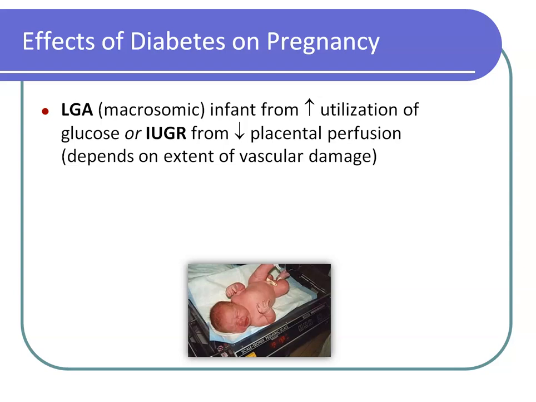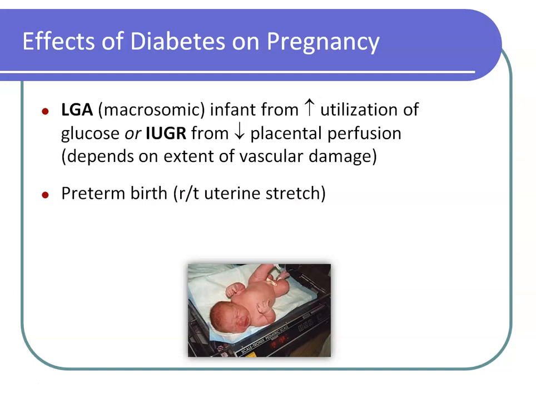Or he could be IUGR, which is intrauterine growth restriction, or a smaller baby than what we're expecting for the age. And that's because of poor placental perfusion. So it really depends on the extent of the vascular damage in the placenta. He could either come out extra large, or if there's more vascular damage so that he's not getting the circulation, he can come out IUGR. And I've got a picture here in a minute.